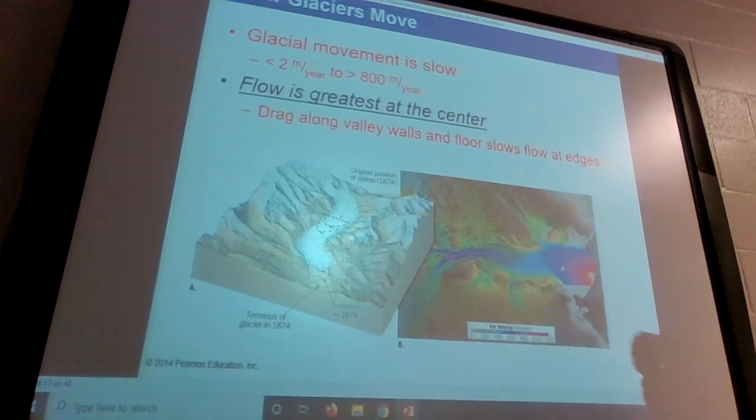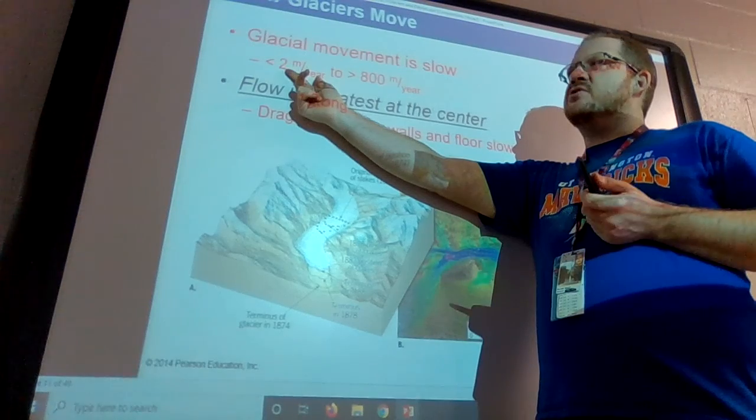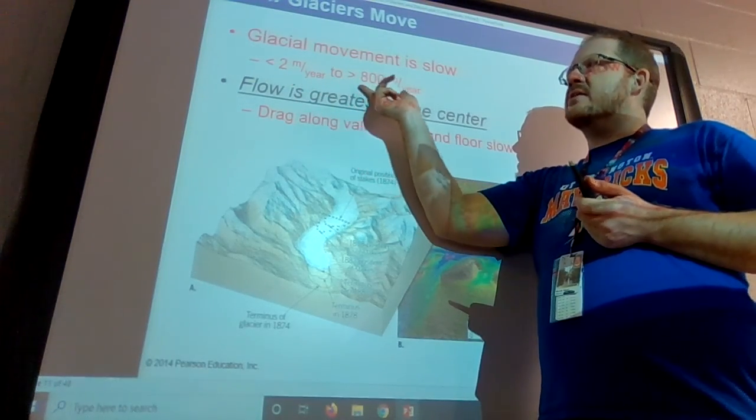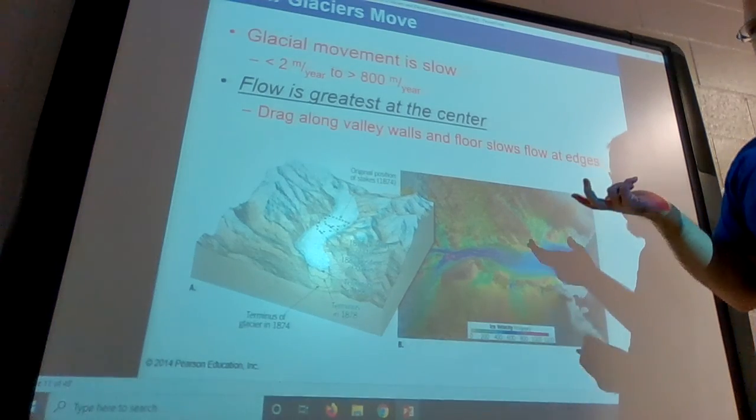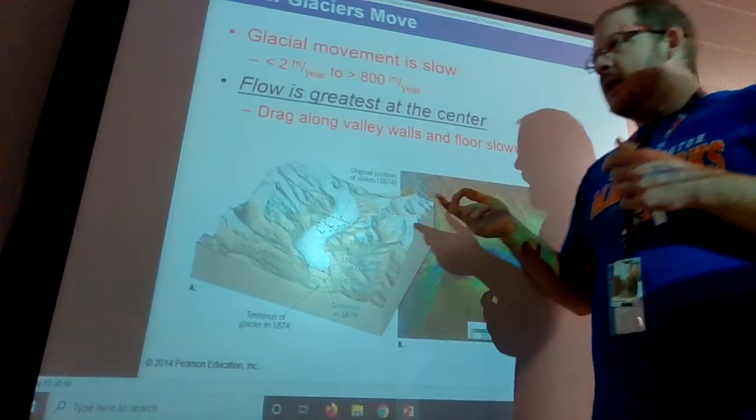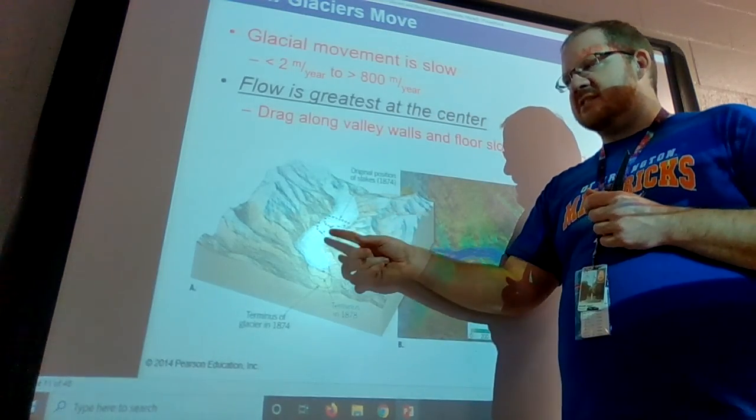They go over glacial movement, how slow it is. Basically, less than 2 meters per year to greater than 800 meters per year, which is still not a long distance for an entire year. They also show that the flow is greatest at the center, so you have higher velocity in the center.